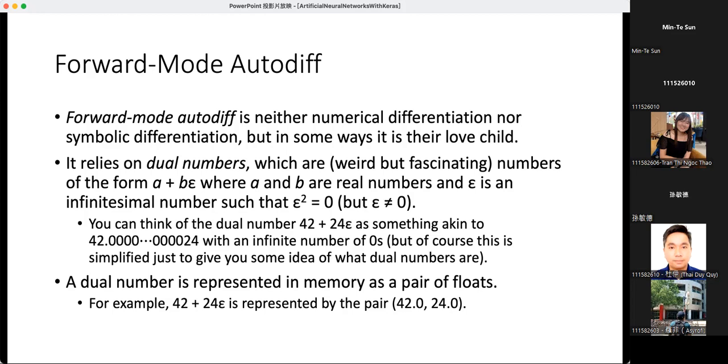Conceptually, or intuitively, you can think of this dual number, for example 42 plus 24 epsilon, as something like 42.0000 with many zeros, and then we have 24 at the end. I'm not saying this is exactly the correct idea, but it is a good intuition. So a dual number is represented in memory as a pair of floats, just a, b. So 42 plus 24 epsilon is just represented as 42, 24 in memory.